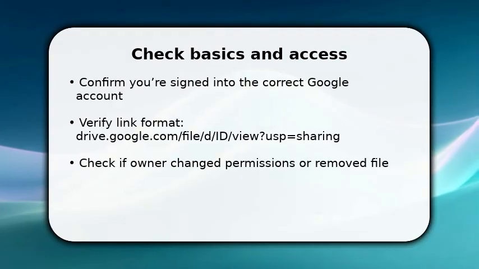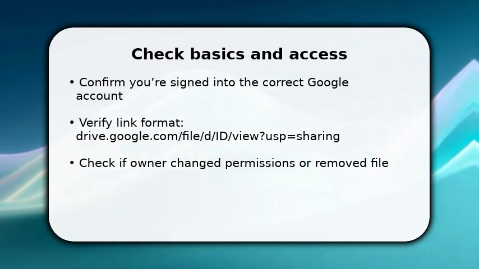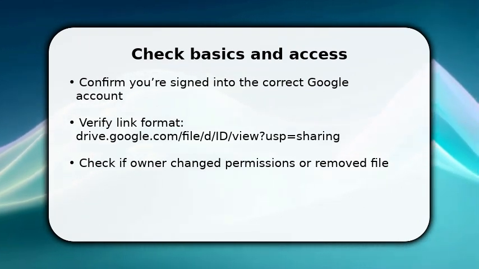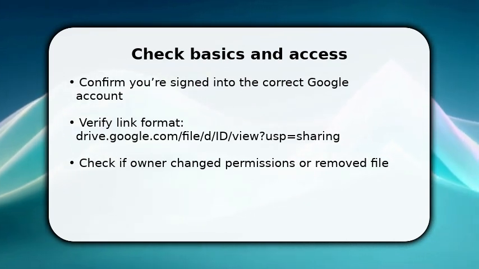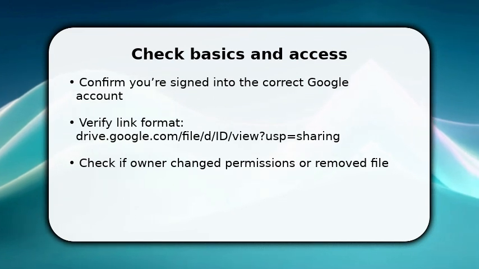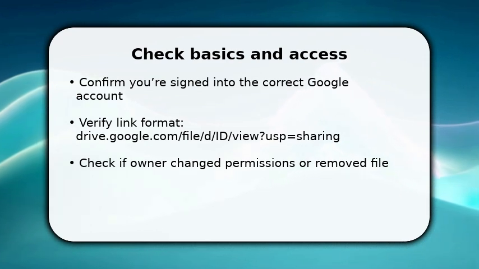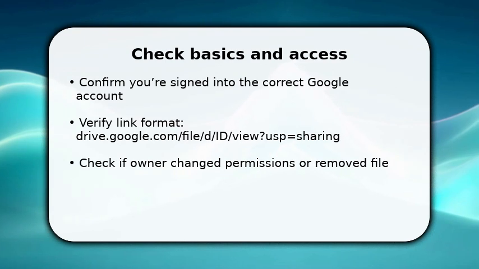You start by confirming the essentials. Sign into the Google account that should have access and paste the exact link into the address bar. Once done, inspect the URL pattern for a valid file ID. Invalid or truncated links cause 404 errors. Make sure the owner hasn't deleted or moved the file. If the link came from a message, ask for a fresh copy. These quick checks save time because most 404s come from wrong account or broken links.